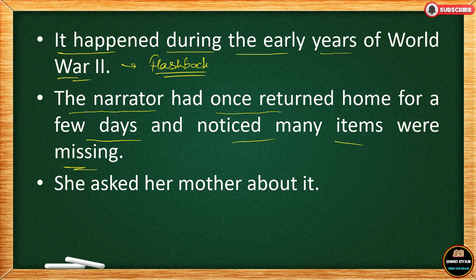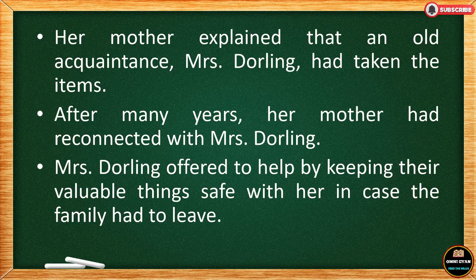ठीक है, okay? So the narrator is thinking that when she was a small child, actually, not a small child, she was grown up at that time, but she used to stay outside and she came home for a few days. And she noticed that in her house there were many items missing. तो घर पहुंच के देखा कि बहुत items missing था. Naturally, the narrator asked her mother that, Mom, how come there are many things missing in the house? Where are these things? Okay, she asked her mother about it.